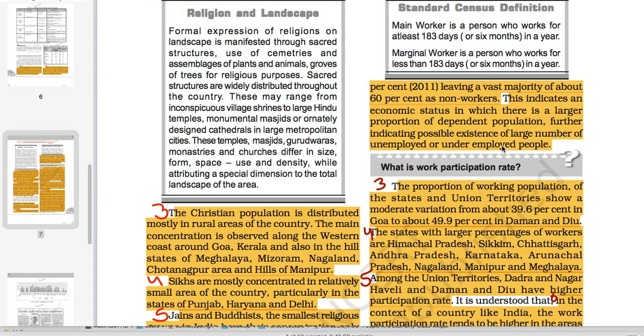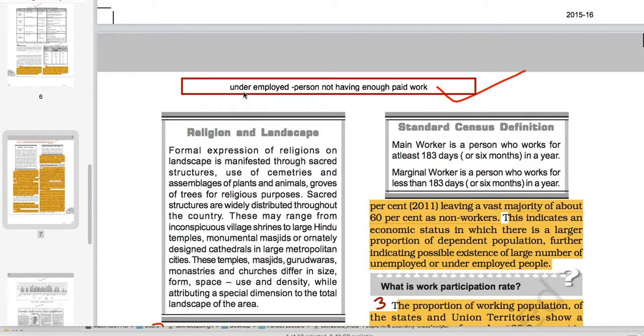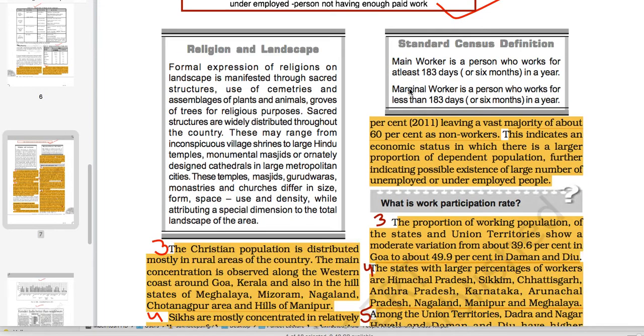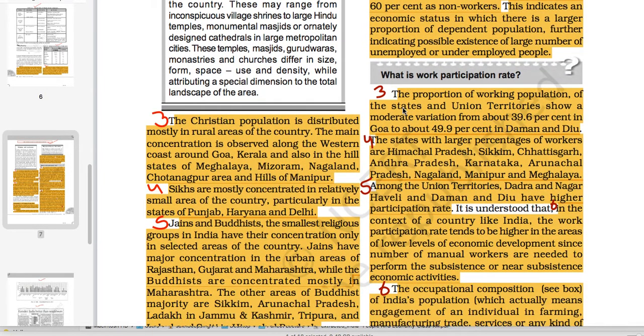And in this non-working population there are some unemployed youth also, and some underemployed people, means those people who are not having enough paid work, means according to their capabilities they are not getting jobs. So next point is the proportion of working population in the states and union territories, they show moderate variation.